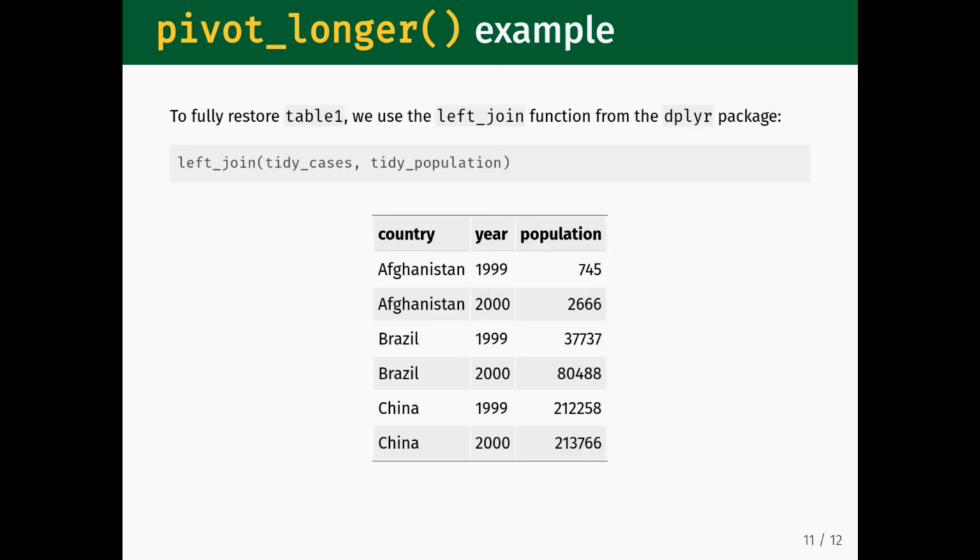To combine the two tables back together, we can use a function called left_join. We won't go into detail here about how this function works, but essentially it matches up similar rows in the two tables. For example, both original tables had a row for Afghanistan in 1999. As the data in both of these columns is the same in both tables, these two rows would get joined to form a single row, with a separate column for cases from the left table, and a separate column for population from the right table.